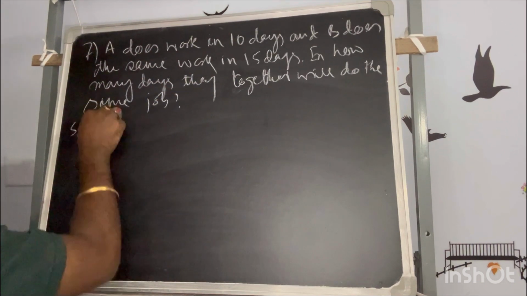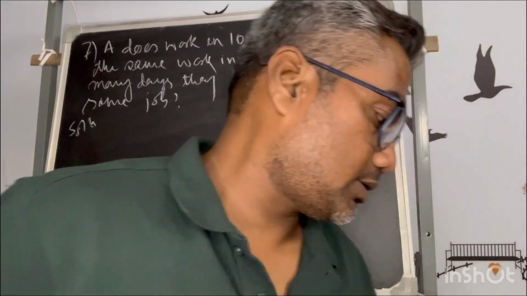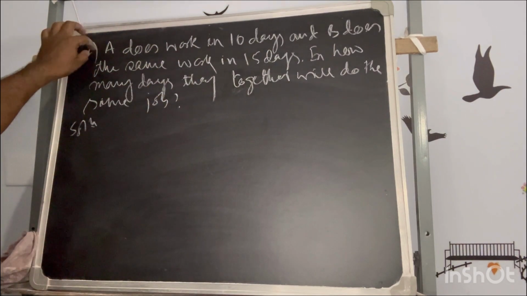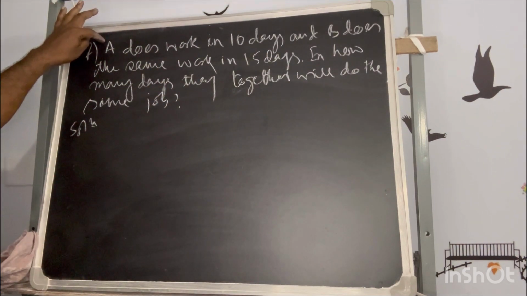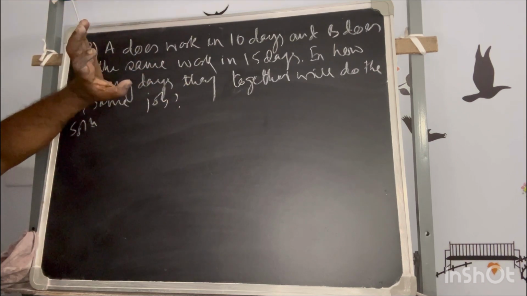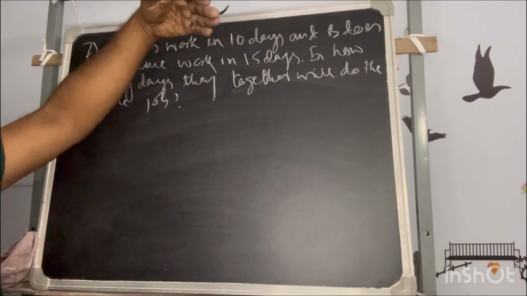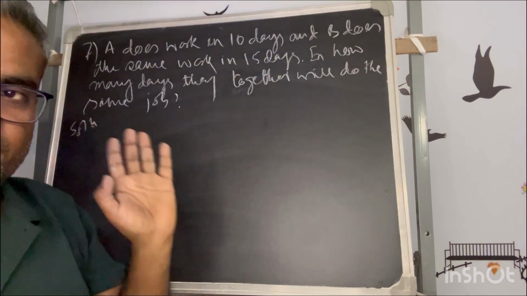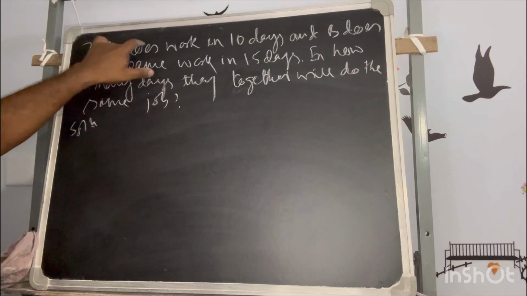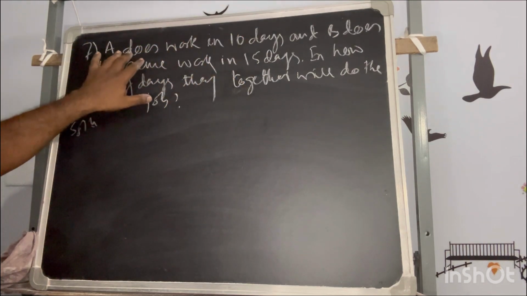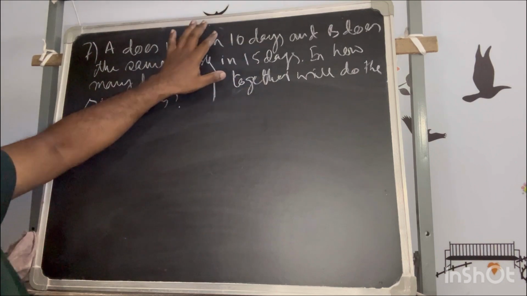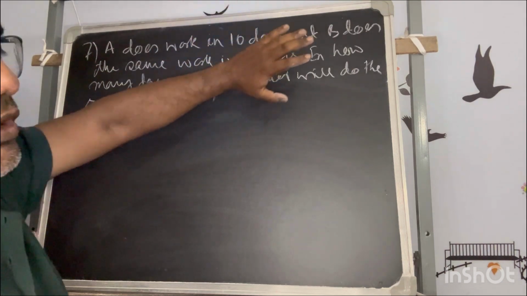Now this is just the reverse of the earlier problem. There the individual performance was given and the cumulative performance was given, and we had to calculate the other participant's performance. Here A does the work in 10 days and B does the work in 15 days, so the individual performance is given, and you have to find the cumulative performance.